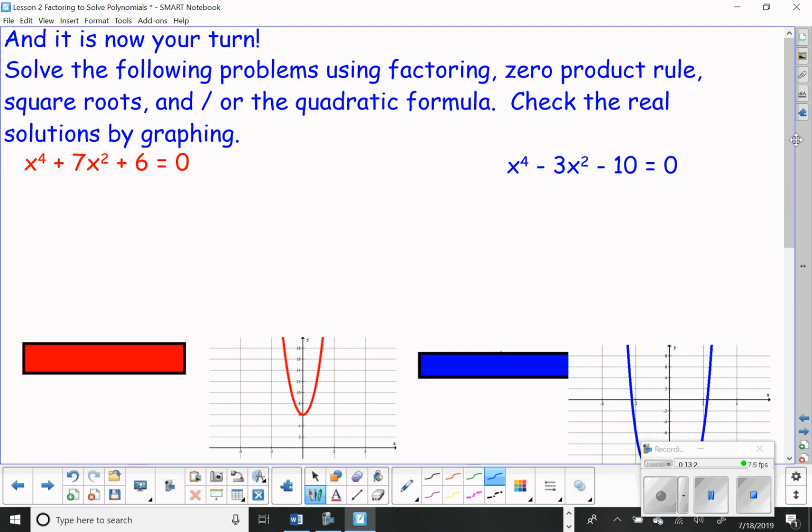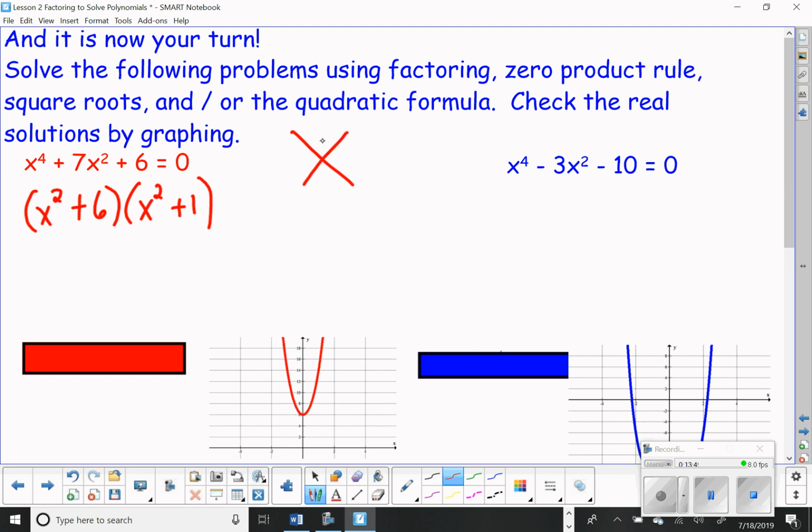Bada bing, bada boom, you're back. Okay, this first one, can we factor it? Are there factors of +6 that will add up to +7? Of course there are. Oops, let's try being color coordinated, shall we? Okay, we know it's going to be x squared plus 6 times x squared plus 1.